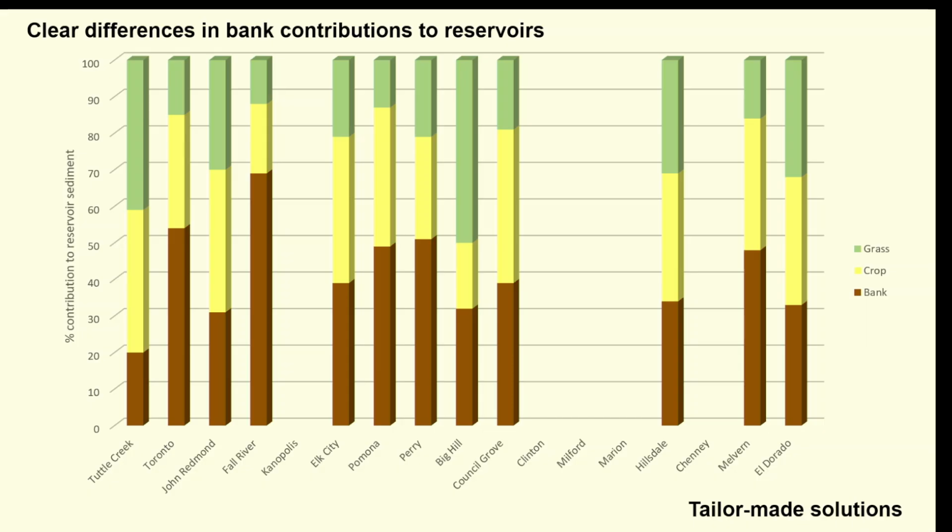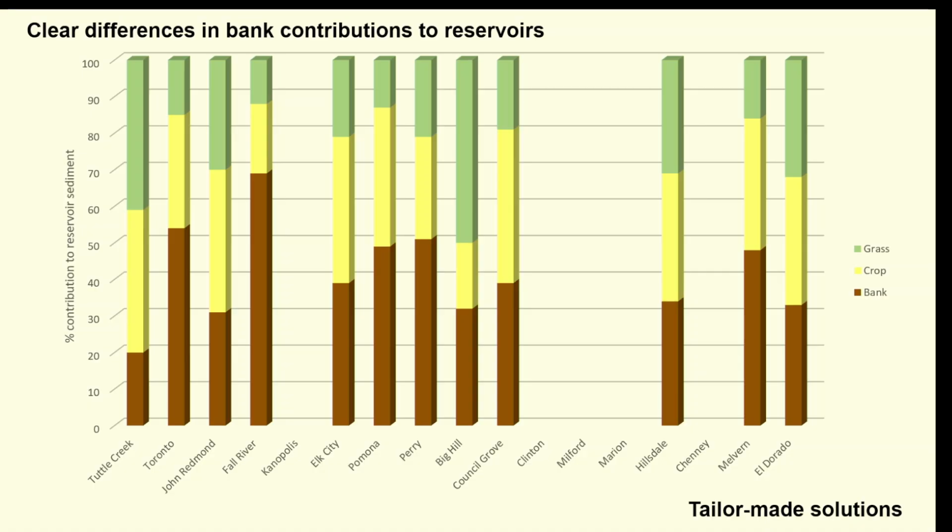So the first thing to note, these are cumulative bar graphs, right? So stream bank contributions on the bottom, cropland in the middle, grassland at the top. First thing to note is they are not all the same. So the stream bank contributions in particular do vary. Fall River is the highest, and that's about 69%, followed by Toronto, and then Perry. So those are the reservoirs that have the most dominant stream bank fractions. On the other end of things, Tuttle has the lowest.